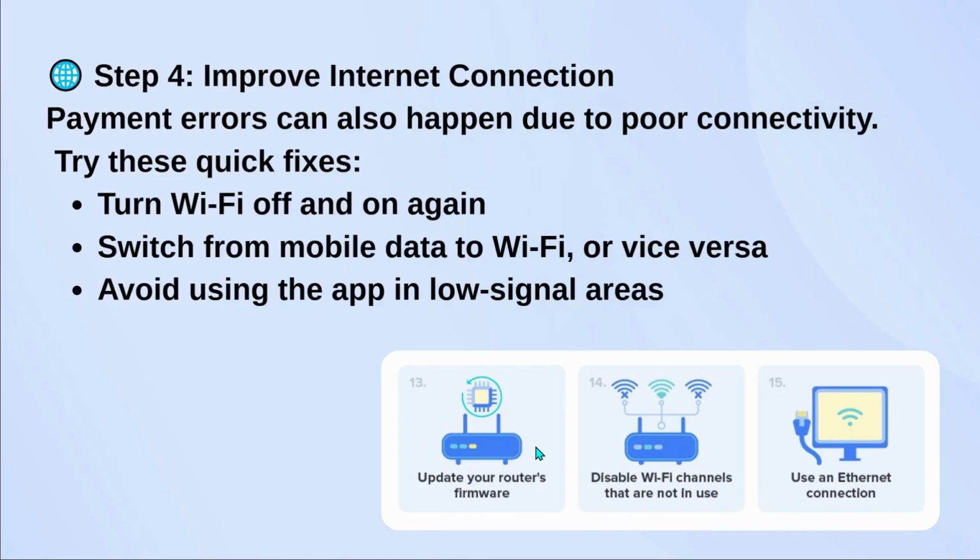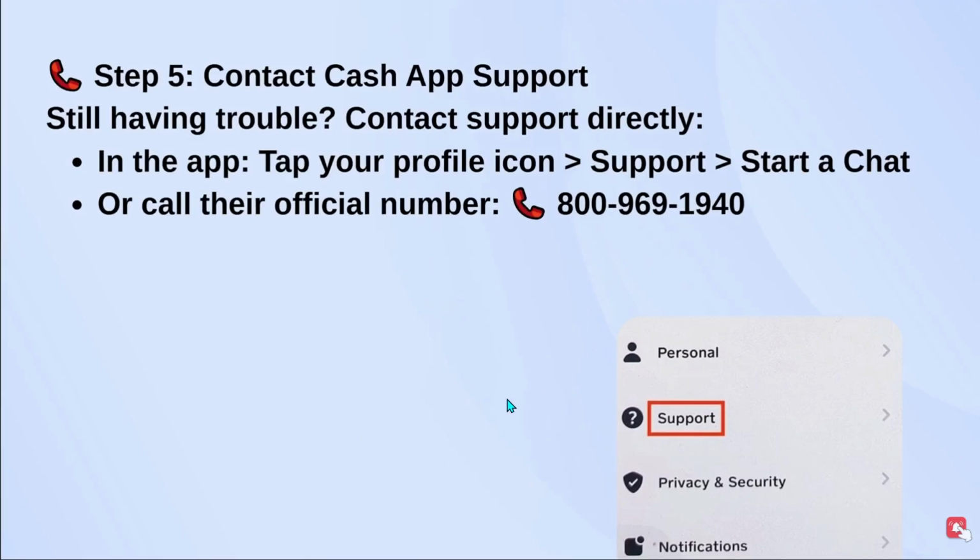If you've tried all that and nothing's working, it's time to reach out to Cash App support. You can do that inside the app. Just go to your profile, tap support, and start a chat. Be ready to provide transaction details, including the recipient info and the amount you tried to send. They can check for blocks on your account or any temporary holds and help resolve the issue quickly.